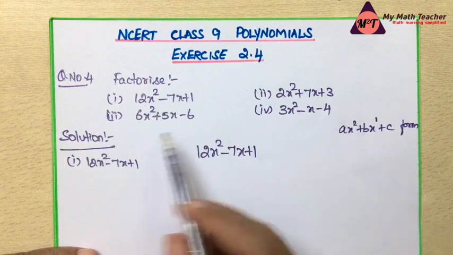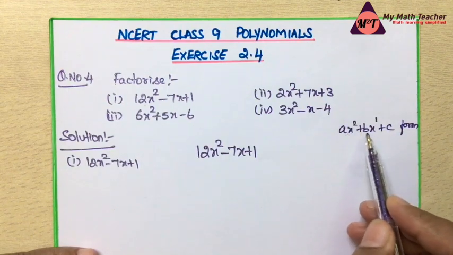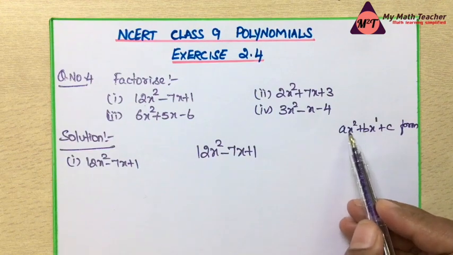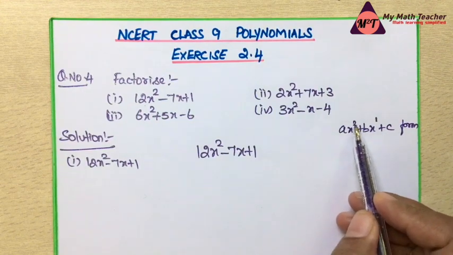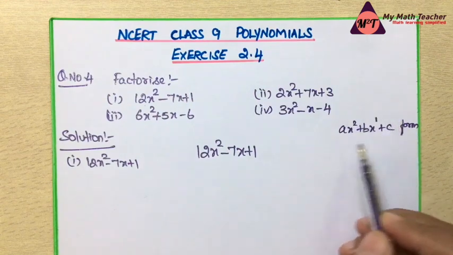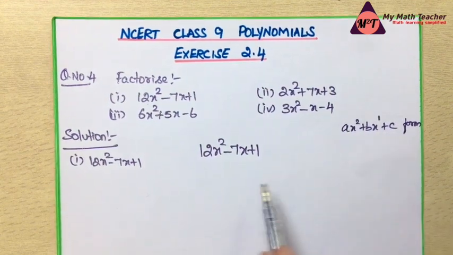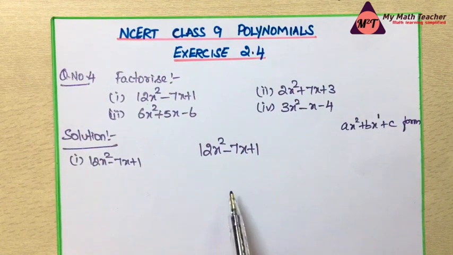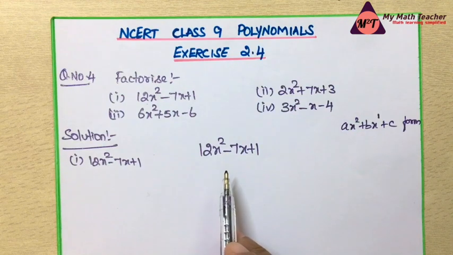All the given polynomials are in the form ax square plus bx plus c. We can see a, b, c are the constants and x is the variable. Here the degree of x is in decreasing order. If this is the given form, how to find the factors? That is what we are going to learn in this video. Watch the video till the end, then only you can understand each and every step of the factorization.